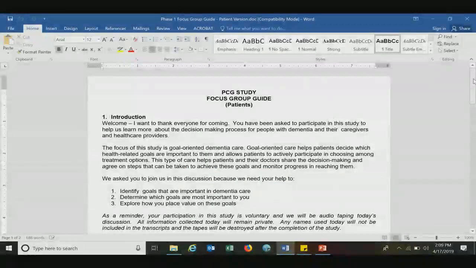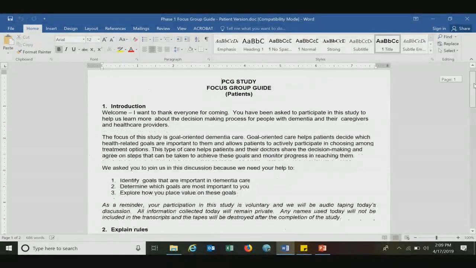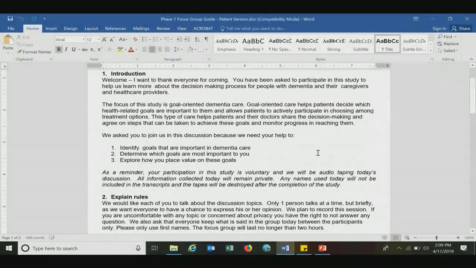It's not super detailed, but there's an introduction. So you're telling them, why are you here? This is what we're trying to do, and this is what we would like your help with. We made sure to tell people that we were taping the session so that they knew that there was a recording being made of them, and everybody had to sign a consent form. So everybody has to consent to be part of the focus group.